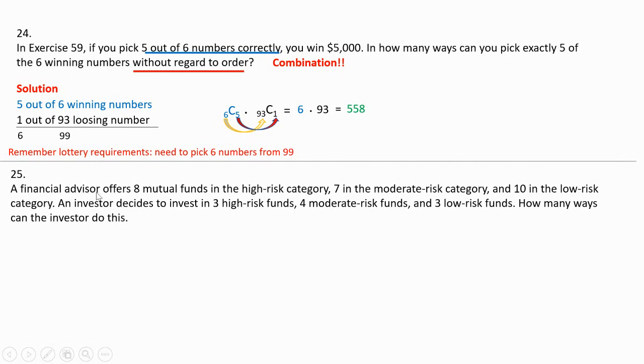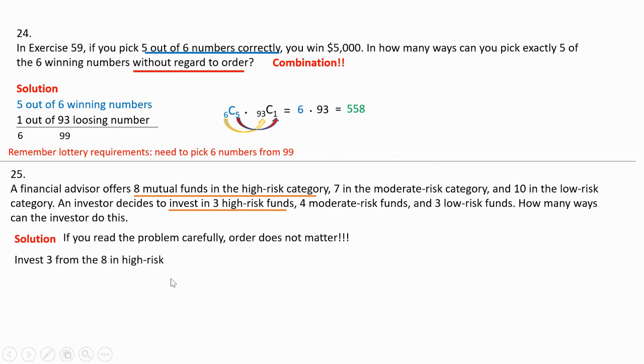Okay, now a financial advisor offers 8 mutual funds in high risk category, 7 in the moderate risk category, and 10 in the low risk category. An investor decides to invest in 3 high risk funds, 4 moderate risk funds, and 3 low risk funds. How many ways can the investor do this? Okay, here's my solution. So they are going to be combinations, right? So 8 mutual funds in high risk category, and you want to get 3 from the high risk. So it's going to be 8 combination 3.